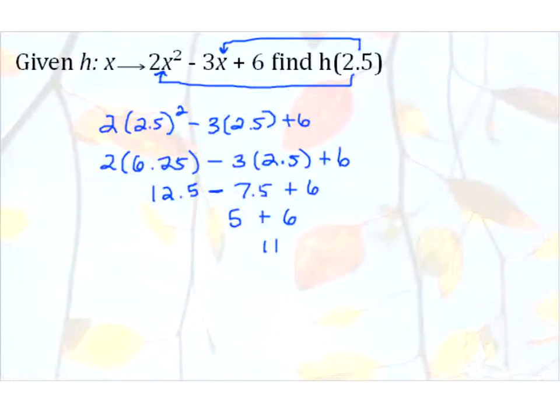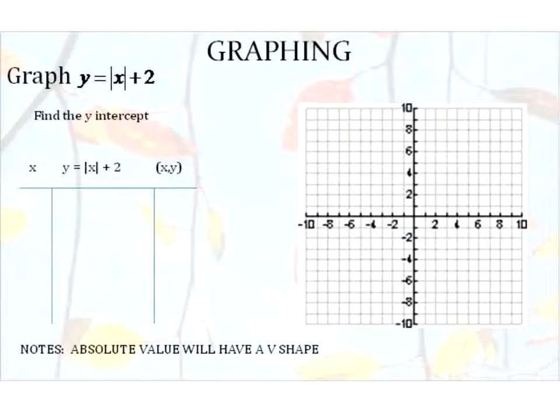All right, moving on, we're going to look at some graphing here. We're going to graph y equals the absolute value of x plus 2. The first thing that you should do is find your y-intercept. Finding my y-intercept, remember we make x 0 in the equation. So that gives me y equal to the absolute value of 0 plus 2. And that is y equal to 2. So (0, 2) is a point I can put on my graph here.